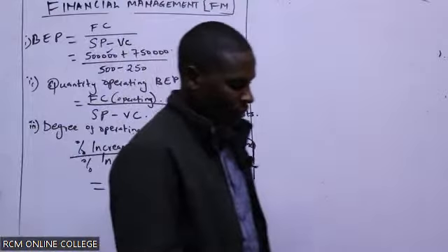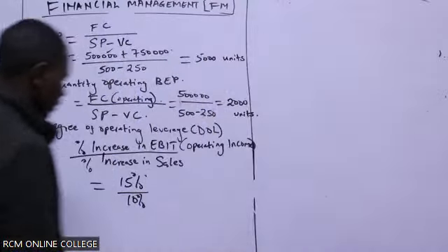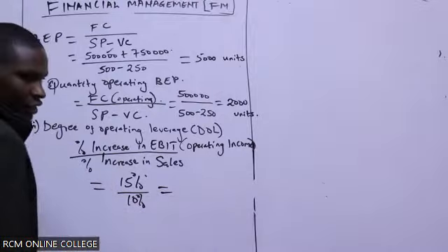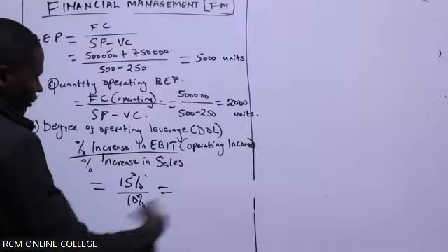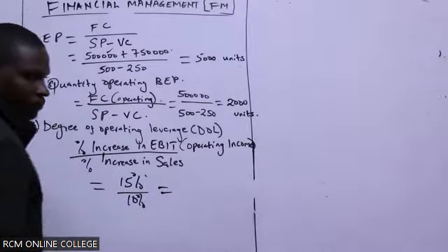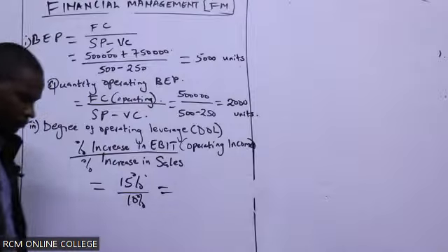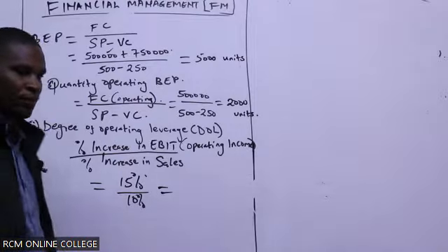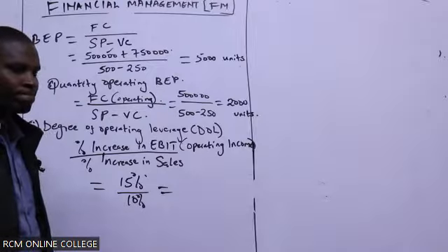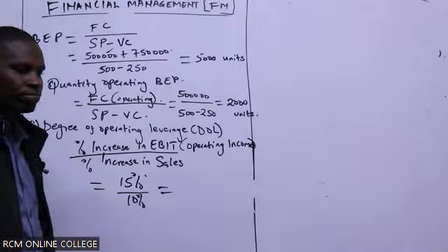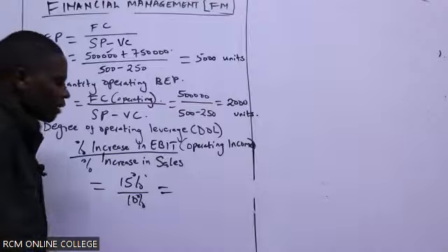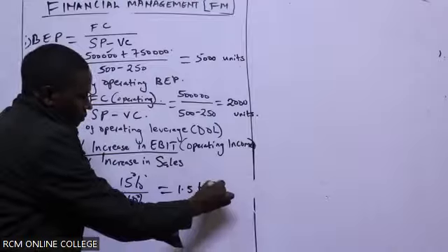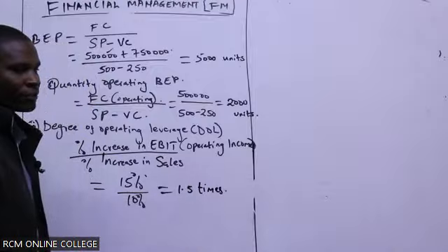So you give me the degree of operating leverage. In fact, you give it in times. So how many times? 1.5 times.